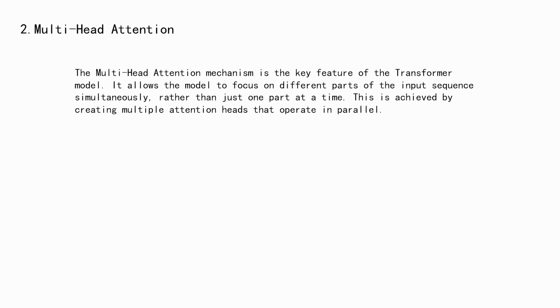Multi-head attention, the heart of the transformer. The multi-head attention mechanism is the key feature of the transformer model. It allows the model to focus on different parts of the input sequence simultaneously, rather than just one part at a time. This is achieved by creating multiple attention heads that operate in parallel.